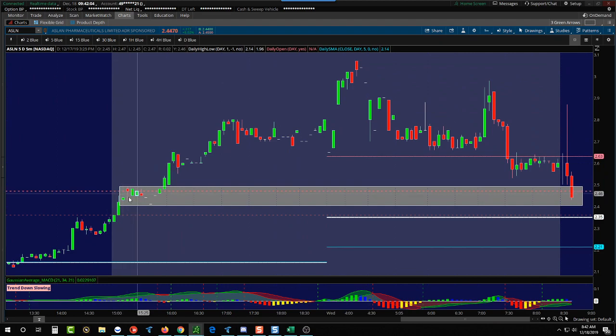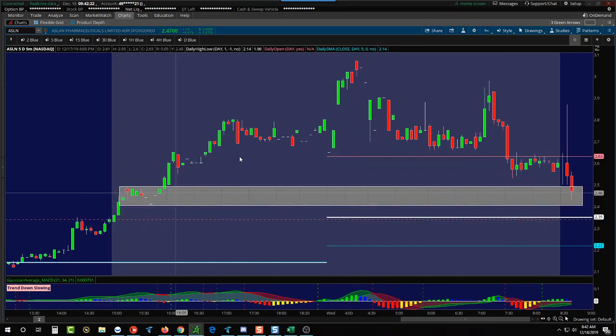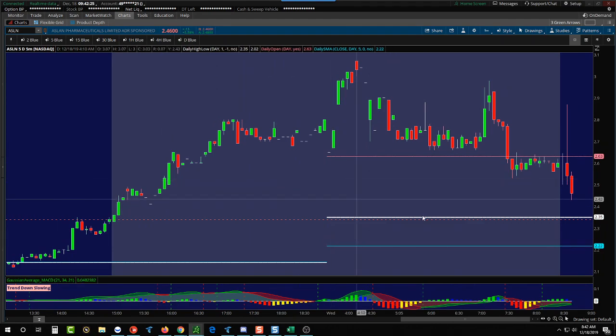It's no surprise that this aftermarket price zone didn't hold. I would be more inclined to believe that if this is going to reverse and start moving back up, it's going to find some support here from this closing price, yesterday's closing price. That would be the white line that you see on my chart. That is where the market closed yesterday.